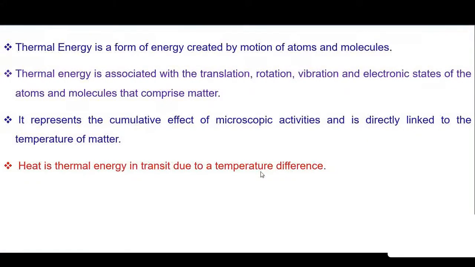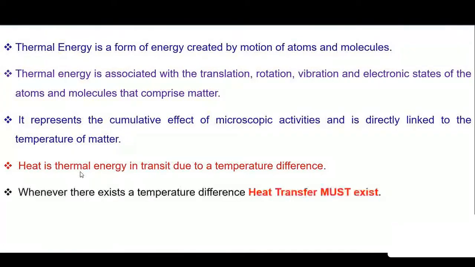So whenever there is a temperature difference between a system and a surrounding or within the system itself, then because of the difference in the temperature, thermal energy will transfer from one place to another place in order to achieve a thermal equilibrium, and that transfer is termed as heat transfer. Okay, so a must condition is whenever there is a difference in the temperature, heat transfer must be there by some mode of heat transfer.